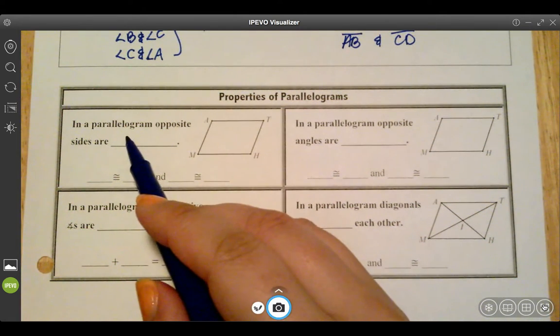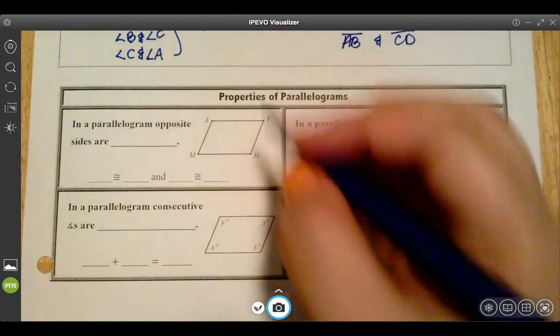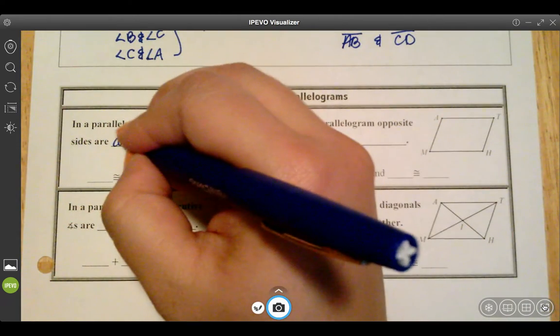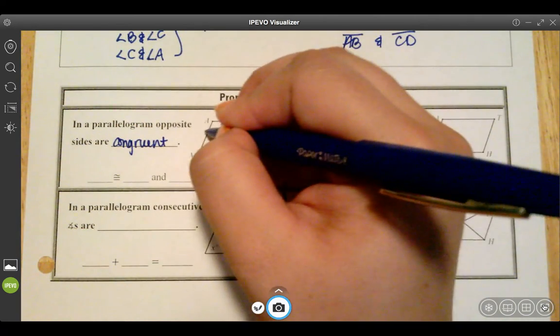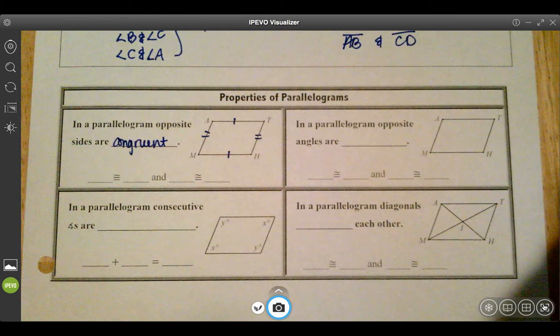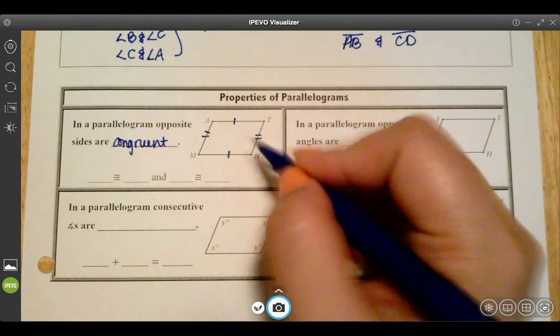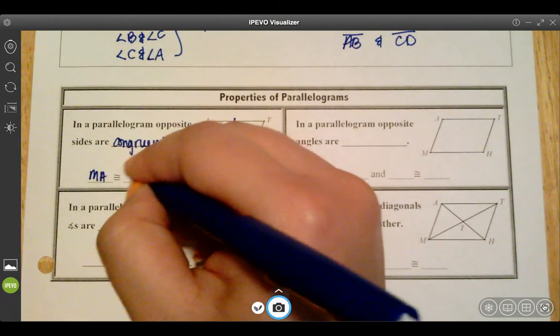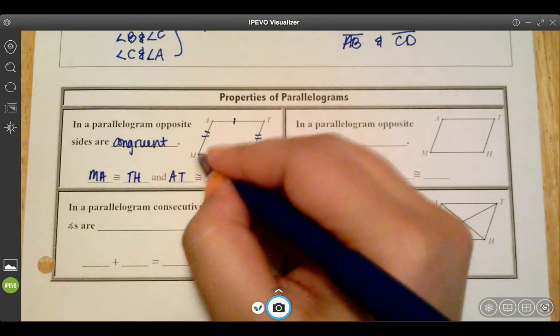In a parallelogram, opposite sides are parallel, but they are also congruent. So this is a nice property that comes out of a parallelogram. Because of all of the symmetry that we have from parallel sides, opposite sides turn out to be congruent. So we have MA congruent to TH, and we have AT congruent to MH.